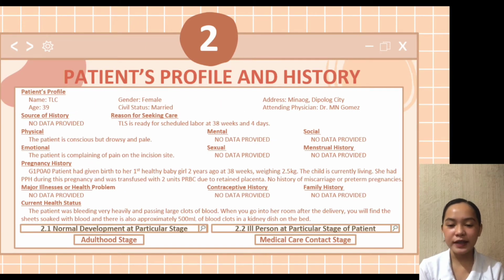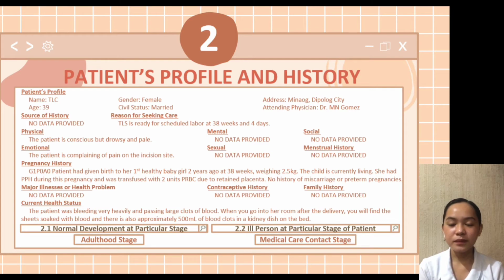Patient profile and history. Patient profile. Name, TLC. Age, 39 years old. Gender, female. Civil status, married. Address, Minawag, Dipolog City. Attending physician is Dr. M.N. Gomez. Source of history: no data provided. Reason for seeking care: TLC is ready for scheduled labor at 38 weeks and 4 days.